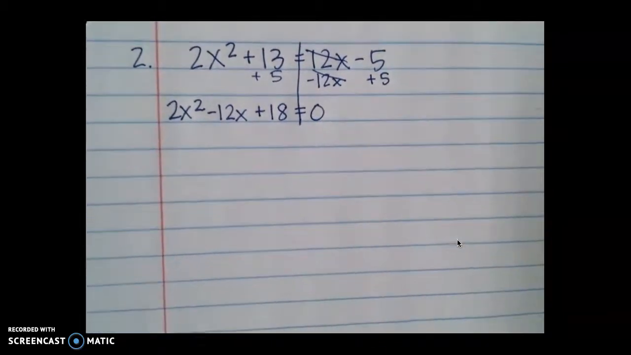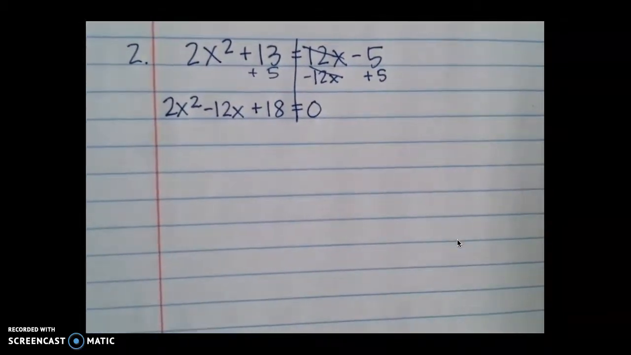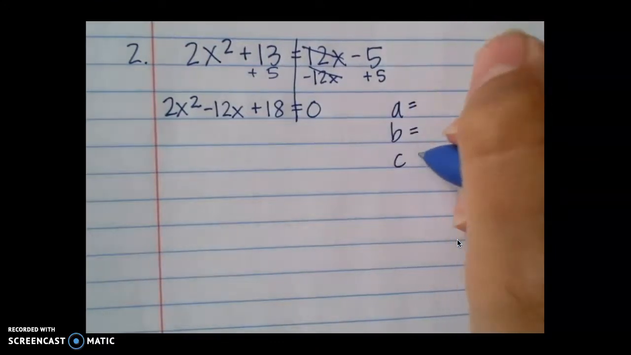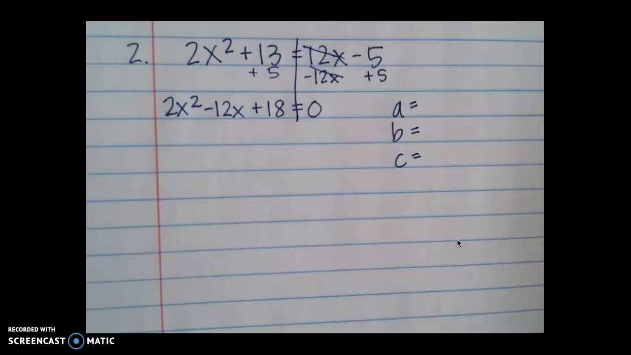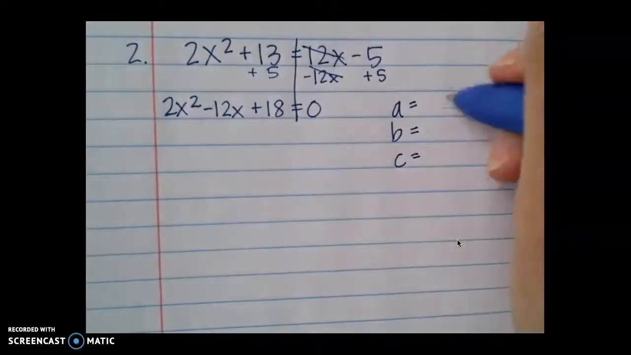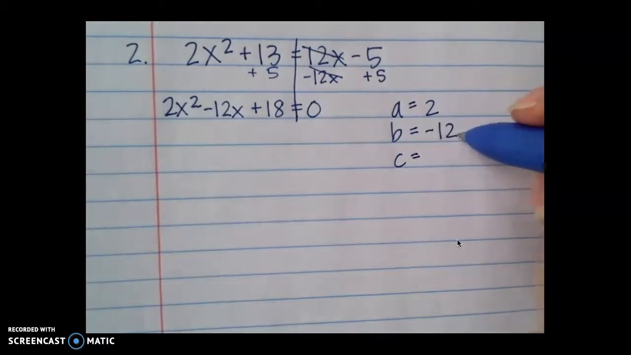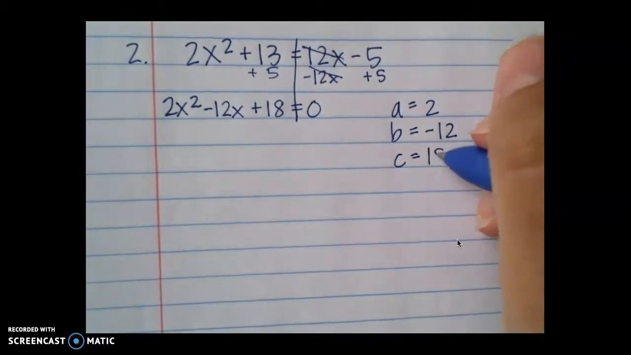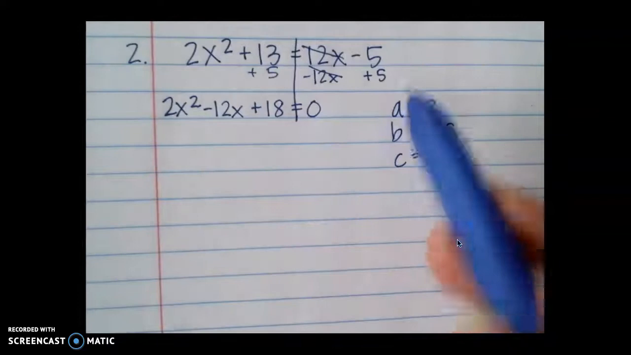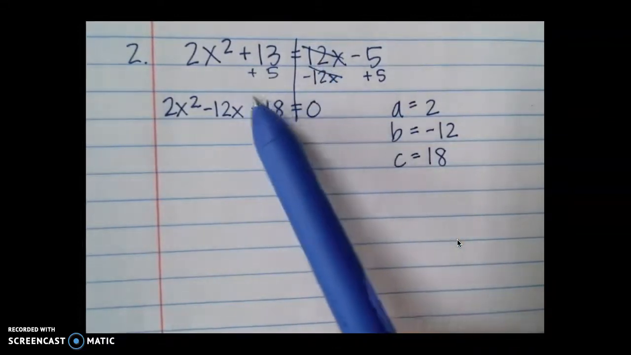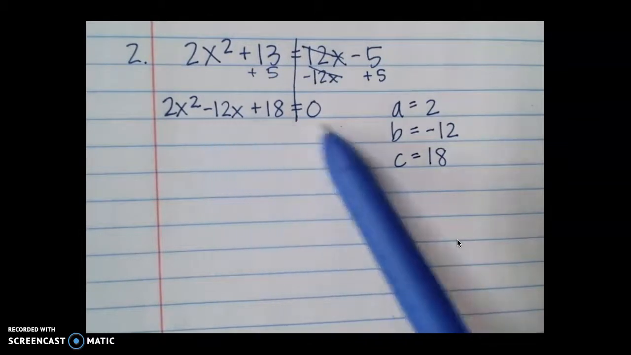Okay, so now is when we need to figure out what is my A, what is my B, what is my C, so that I can plug it into the quadratic formula. So my A term is 2, my B term is negative 12, and my C term is 18. And if you hadn't rearranged those, you might have thought that your B term was positive 12. So be sure when you rearrange it, you know it's negative 12 now.